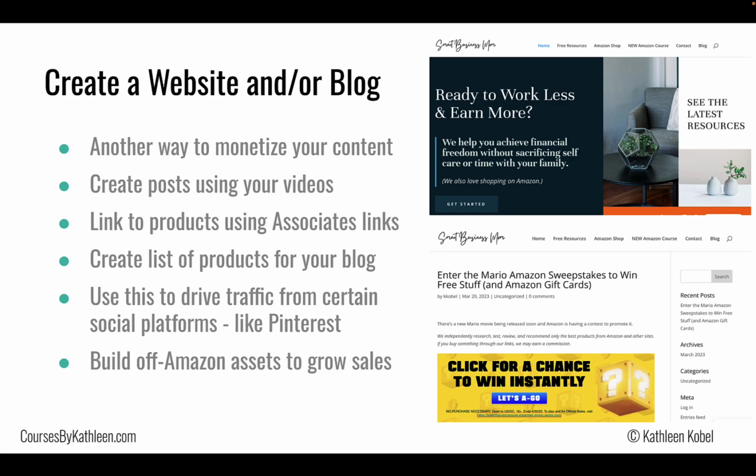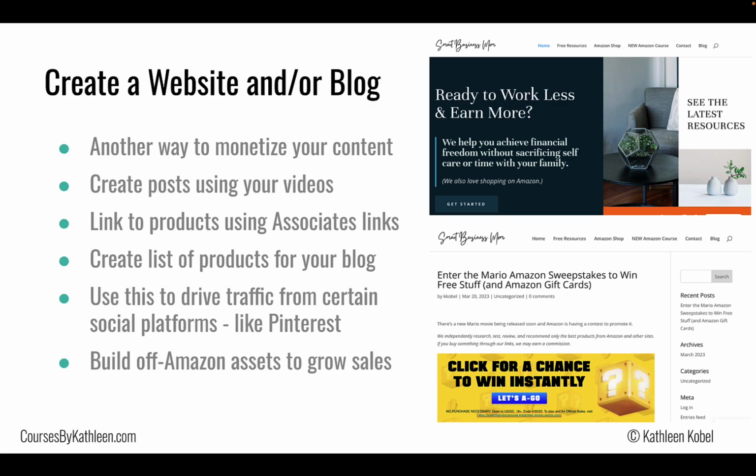You can then, just like with YouTube, link to those products using Amazon Associates links. So again, you are now taking people off of Amazon and driving them onto Amazon with the hopes that they're going to purchase the thing that you're talking about. You can create a list of products for your blogs. Just look to that. You can use your videos, you can create posts, but the thing is that you can use your associates link again to drive people onto Amazon and earn more commissions that way.